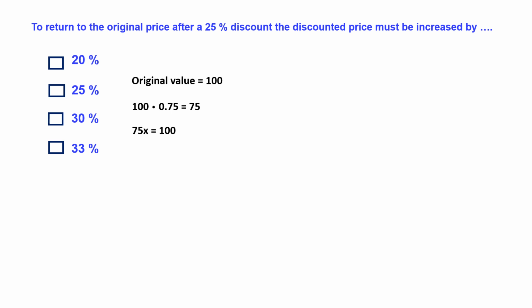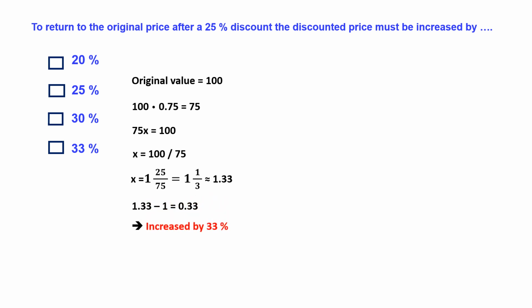We write an equation, 75 multiplied by x equal 100. We divide both sides by 75 and we get 1.33. That means the price has to be increased from 100 to 133%. That is, we have to increase the price by 33%.